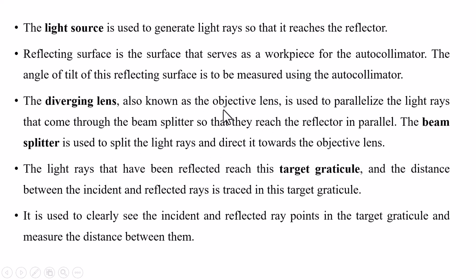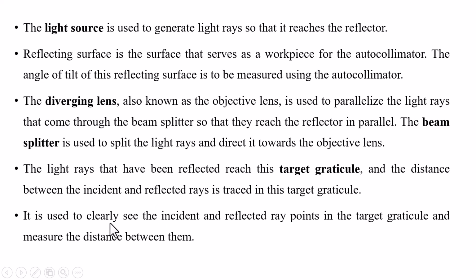The diverging lens, also known as the objective lens, is used to parallelize the light rays that come through the beam splitter so that they reach the reflector in parallel. The beam splitter is used to split the light rays and direct them towards the objective lens. The light rays that have been reflected reach the target graticule, and the distance between the incident and the reflected rays is traced in this target graticule.